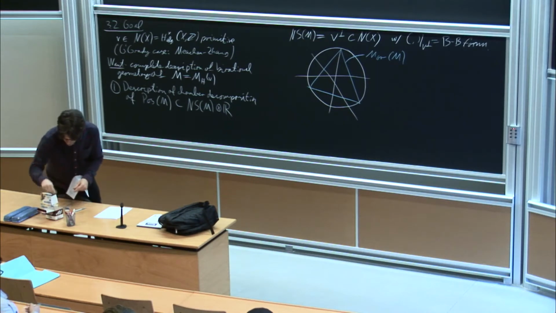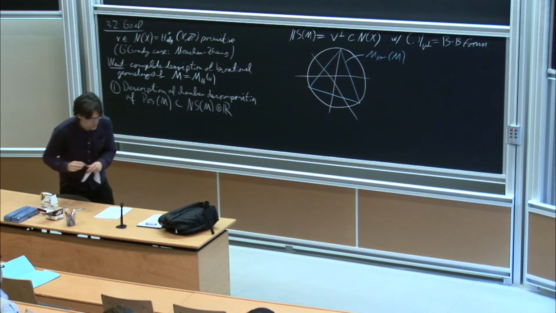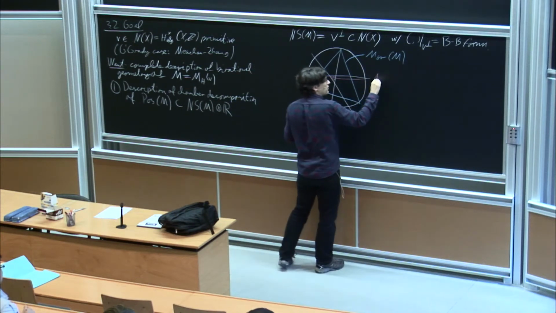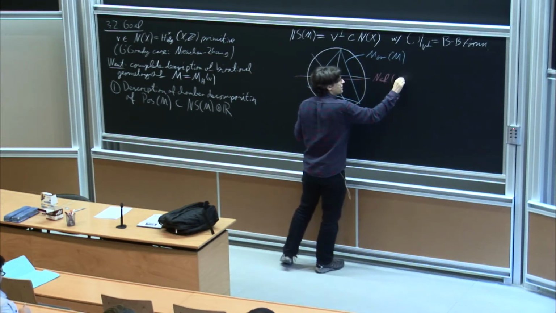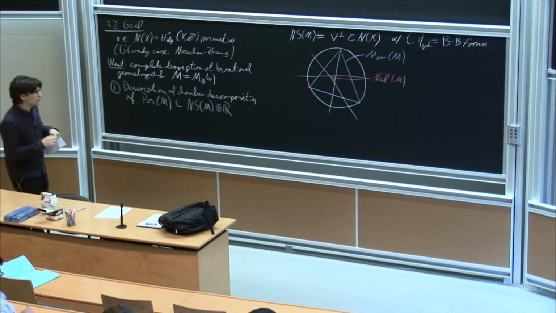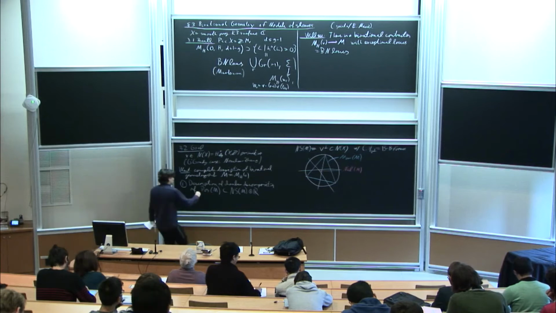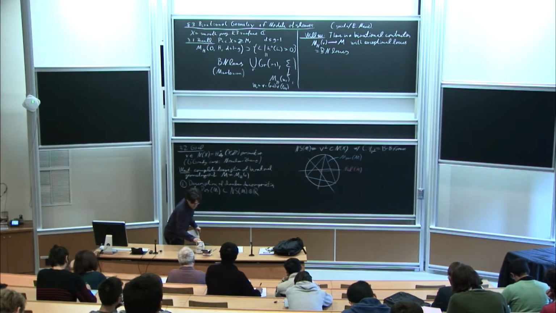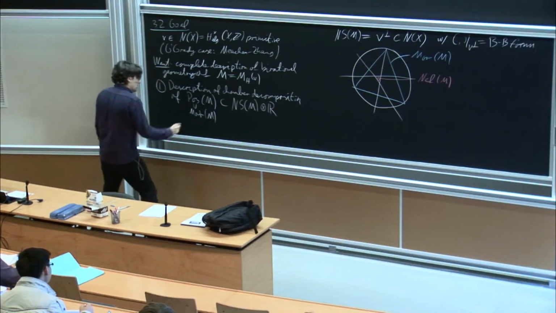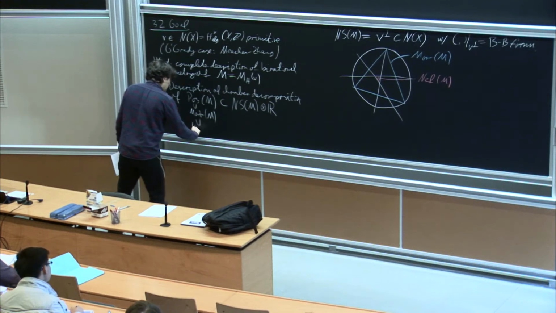All the other chambers of the movable cone correspond one-to-one to birational models of M. So in particular, with this chamber decomposition, this would give me inside here the movable cone, and inside here the nef cone.